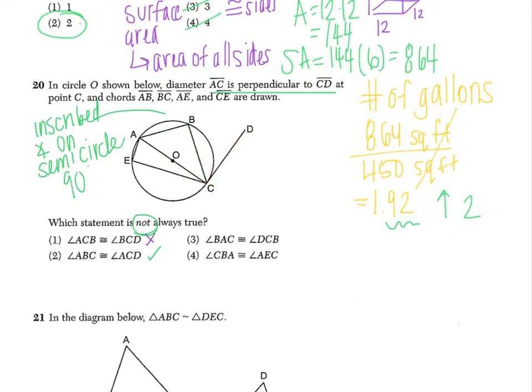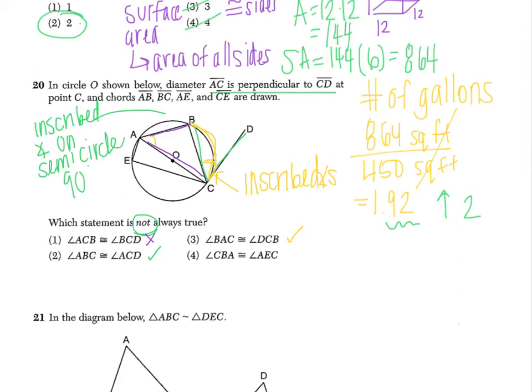Number 3, I'm going to again erase my markings. Number 3 says angle BAC is equal or congruent to angle DCB. Now if you look at both of these angles, the purple angle intersects arc BC, and the green angle also intersects arc BC. Both of these are inscribed angles, meaning on the edge of the circle. And so because they intersect the same arc, they must also be congruent.